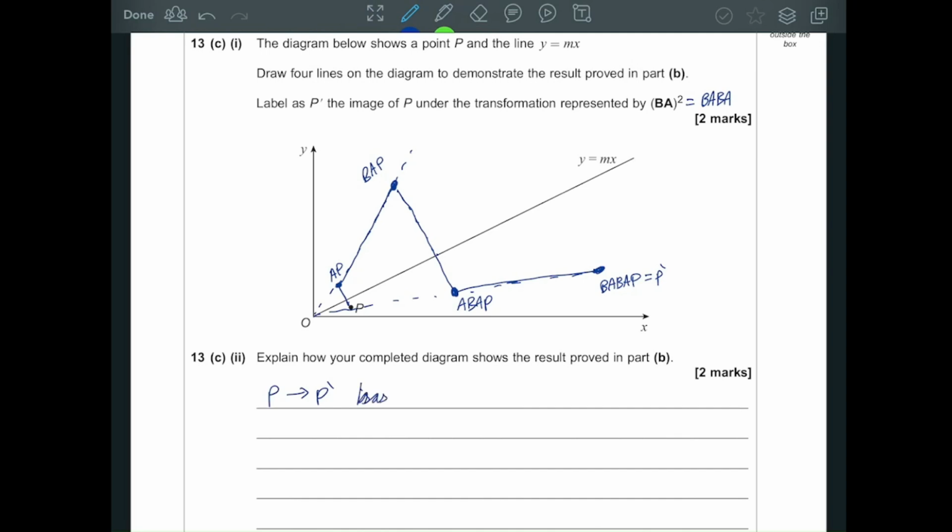has been scaled by factor 3 twice, i.e. by scale factor 9, which is the matrix 9I. Diagram shows that P to P dash, I could put little times by 3s on those. That might help the explanation, help me get those marks a bit more clearly.